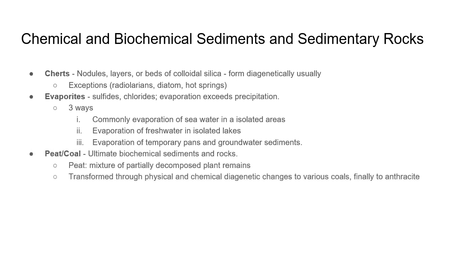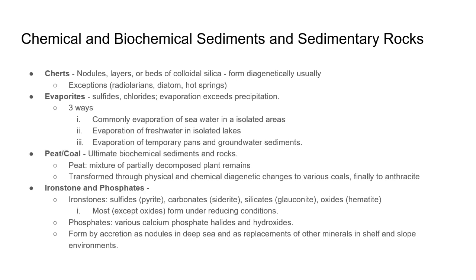Peat and coal, these are really the ultimate biochemical sedimentary rocks because they're made entirely of biochemical materials, pretty much pure carbon. Peat is a low-grade biochemical sediment, a mixture of partially decomposed plant remains with possibly some clastic material mixed in. This is going to be transformed through physical and chemical diagenetic alterations to give you your different types of coal, ultimately to anthracite.